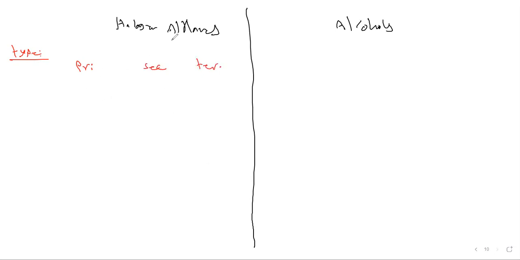in case of halogen alkanes, they are primary RCH2X, then secondary R2CHX, tertiary R3CX. It is the same in alcohols, but instead of RX it will be ROH.